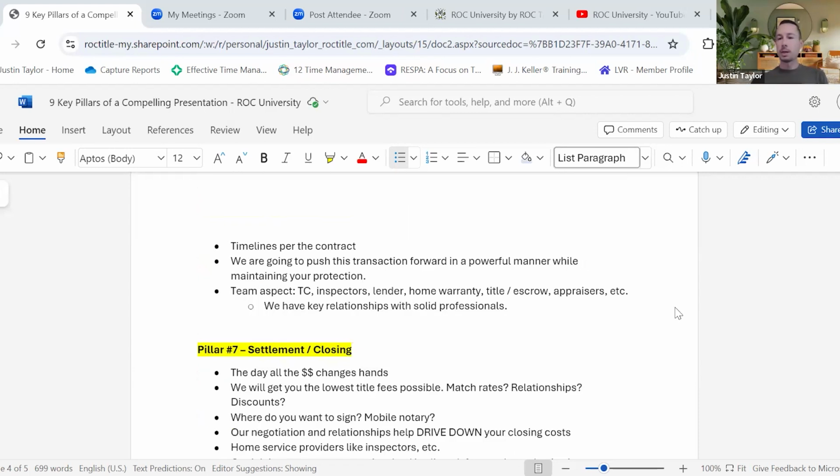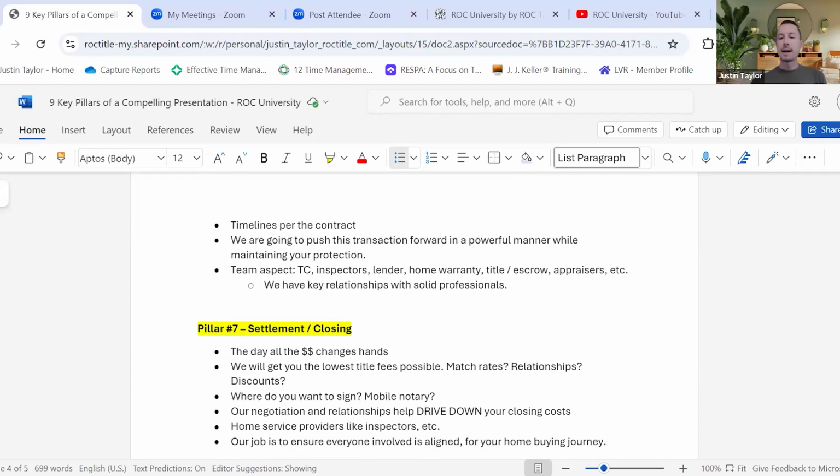Settlement or closing. Once we get to that stage, this is the day that all the money changes hands. It's an exciting day. And again, we're going to get you the lowest title fees possible. Maybe your title partner matches rates. Maybe you have special relationships or that discount, right?